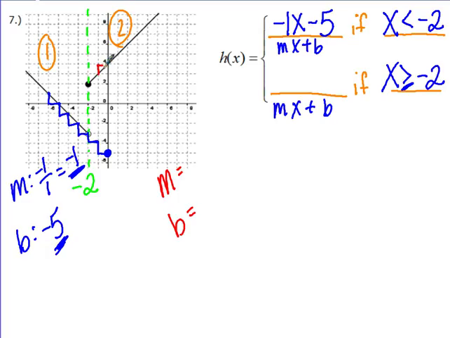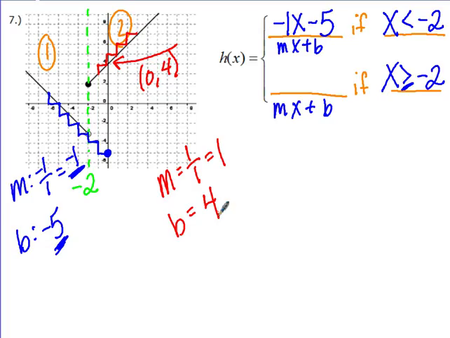Our slope appears to be 1 over 1, which is the same thing as 1. And this one's nice because it crosses our y-axis nicely at (0, 4). So our b is 4.